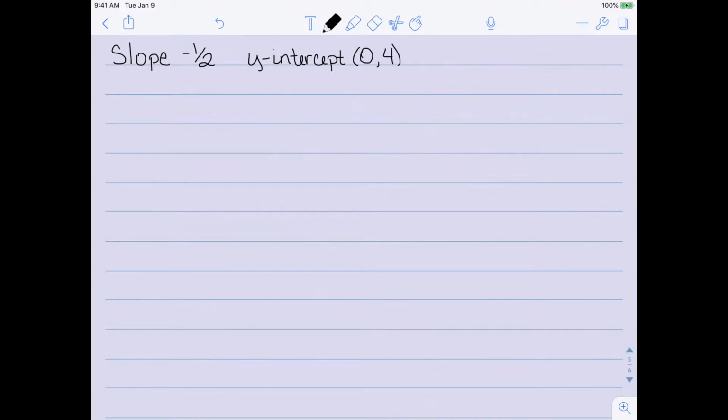I have a line that has slope -1/2 and y-intercept (0, 4). Slope-intercept form says y equal to, and then it says mx, so the slope times x. So -1/2 x, and then plus b, plus the y-intercept, which in this case is 4. So I have the equation of the line y equals -1/2 x plus 4.